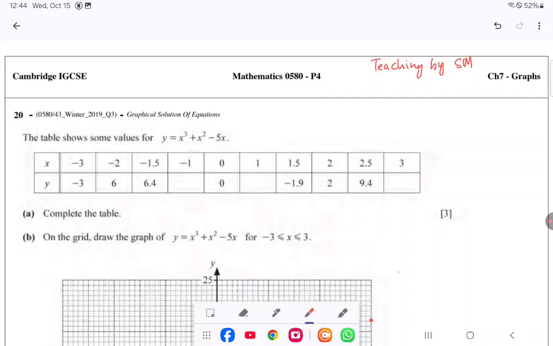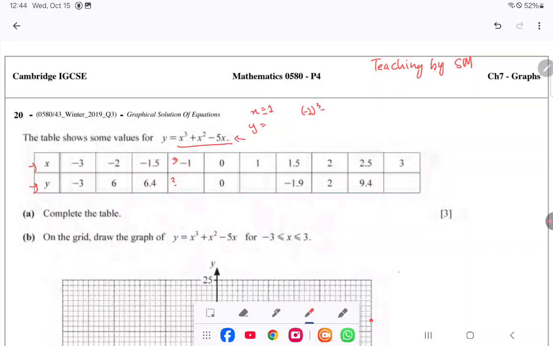In question 20, the table shows some values for y is equal to x cube plus x square minus 5x. And in the table, x values are given for which this function gives y values. Like in this question, it is asked that on x is equals to -1, what will be the value of y? For that, put x is equals to -1 in this equation.